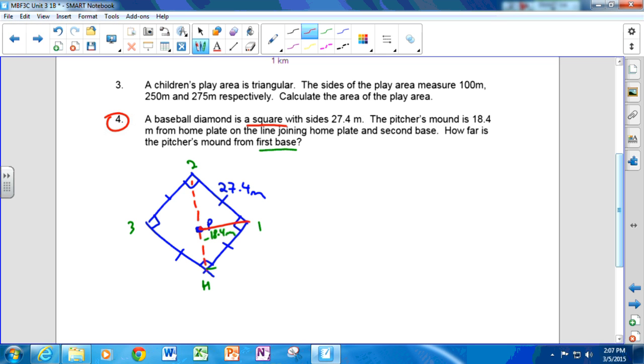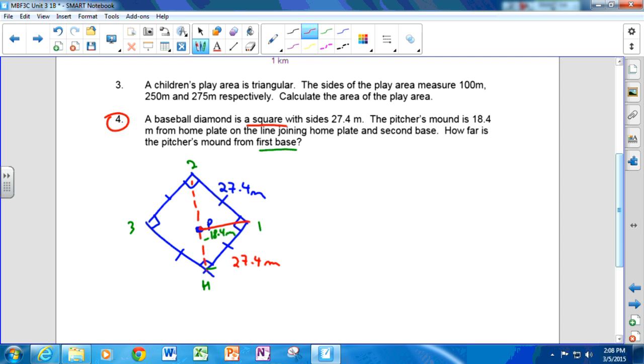We know that this angle here is 27.4 meters, and so we have two sides. We need at least one angle here to be able to figure this one out. Okay, I think. Or can we do it without knowing it? Okay, let's take a look.